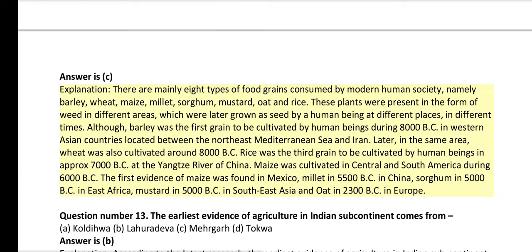Rice was the third grain to be cultivated by human beings, in approximately 7000 BC at the Yangtze River of China. Maize was cultivated in Central and South America during 6000 BC. The first evidence of maize was found in Mexico, millet in 5500 BC in China, sorghum in 5000 BC in East Africa, mustard in 5000 BC in Southeast Asia and oat in 2300 BC in Europe.